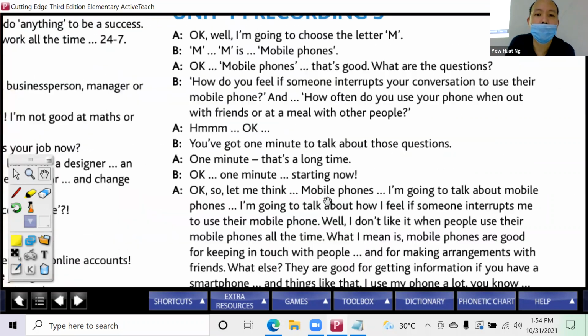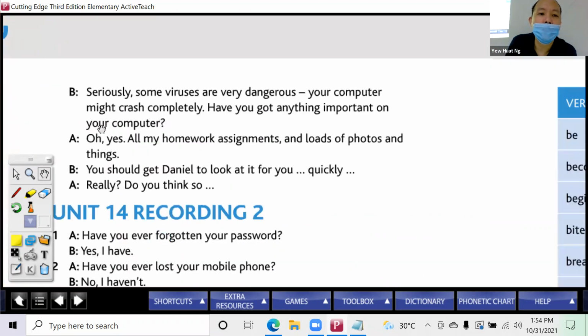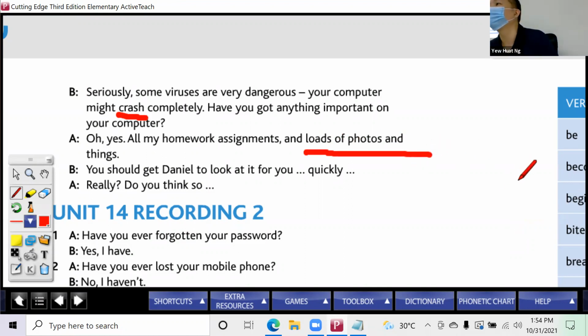Hang on, slowly. Okay, seriously. Some computers are very dangerous. Your computer might crash completely, understand? Crash. It means totally spoiled, broken, you cannot use. Nice, a bit more nice English, loads of photos and things, loads. What do you think this means? Oh yes, all my homework assignments and loads of photos and things, loads. What is that? Correct, a lot, a lot, a lot.